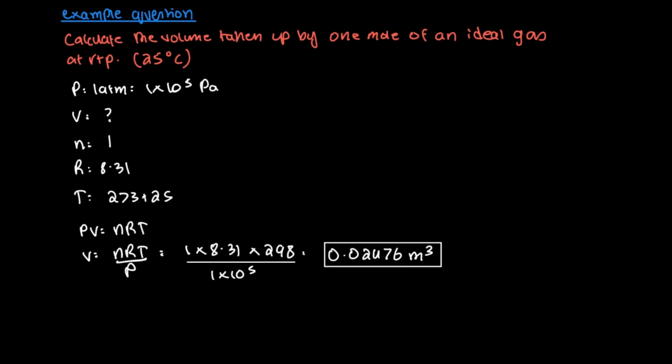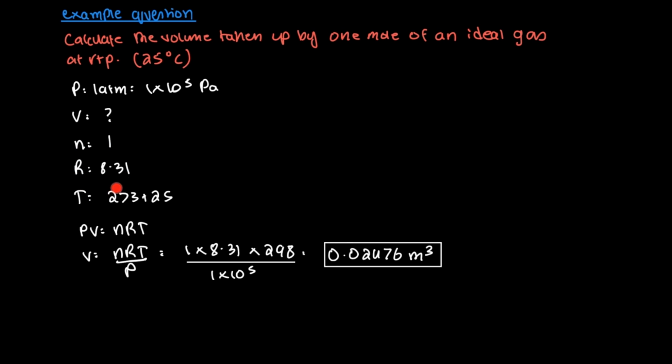Now, we're going to be taking a look at an example question of this formula. The question is, calculate the volume taken up by 1 mole of an ideal gas at RTP. The temperature they've given is 25 degrees Celsius. Like I discussed in the previous slide, if it's RTP, that means the pressure is 1 atm, which is going to be 1 times 10 to the power 5 pascals. The volume is unknown. The number of moles is going to be 1.